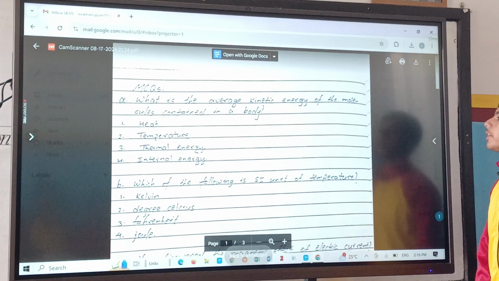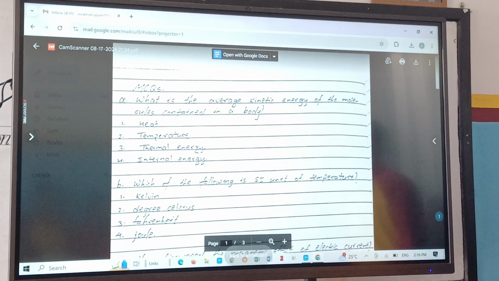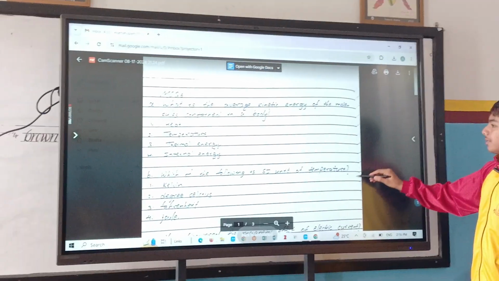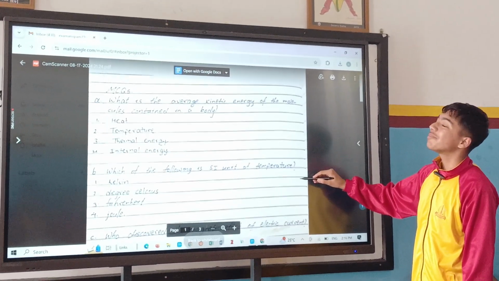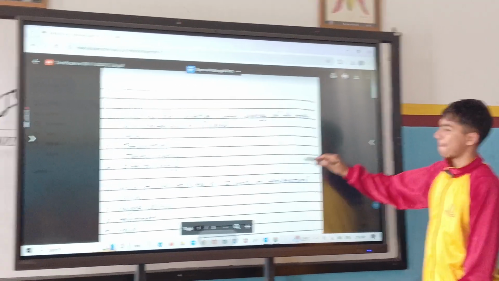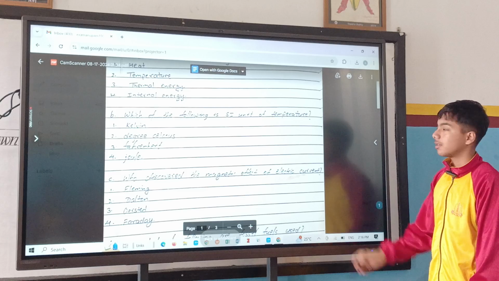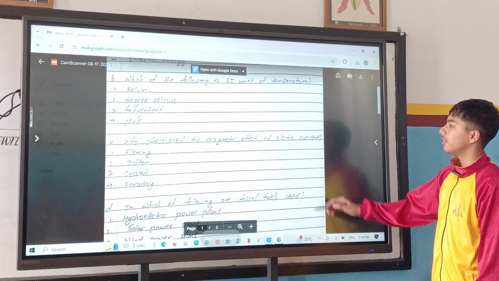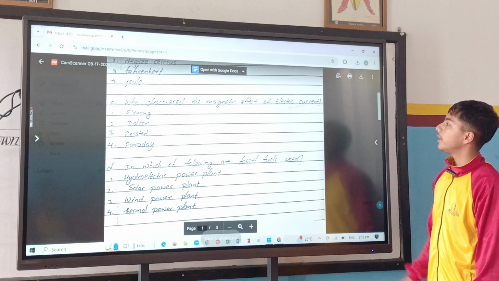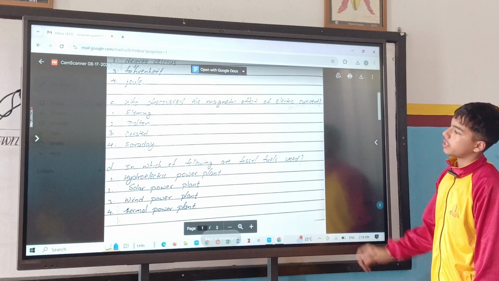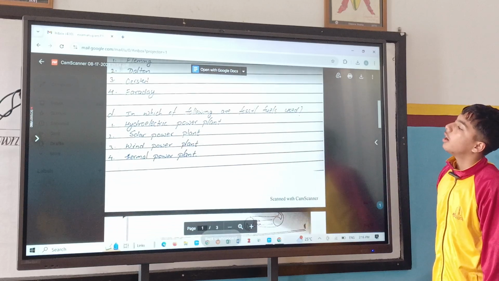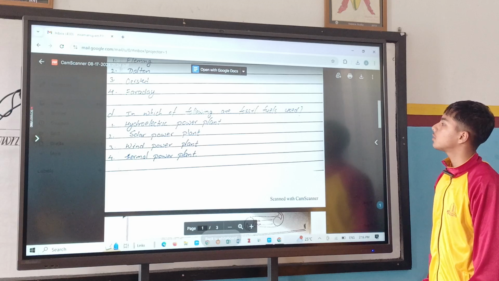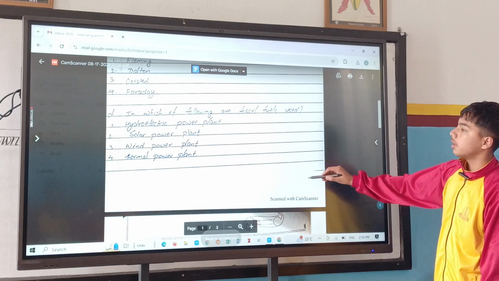What is the average kinetic energy of the molecules contained in a body? It is temperature. And you are listening only, you just check. Okay. Which of the following is the SI unit of temperature? Kelvin. Who discovered the magnetic effect of electric current? Oersted.